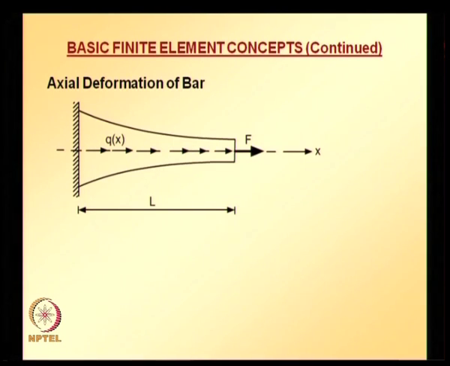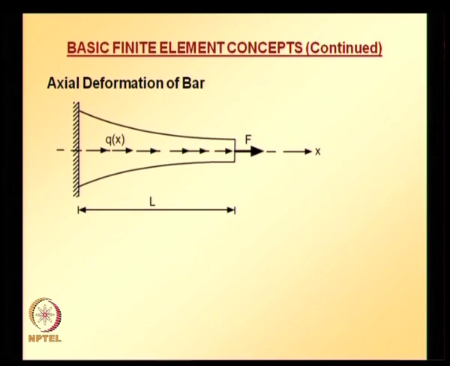If you have a specific case of a bar which has uniform cross sectional area and constant material properties over the entire length of the bar, then you can easily incorporate those into the equations that we are going to derive. If you want to apply the finite element method, what you need to do is explain this physical phenomenon, axial deformation of a bar, in terms of a mathematical equation. That is what we require to solve using the finite element method in conjunction with the variational method or Galerkin method.